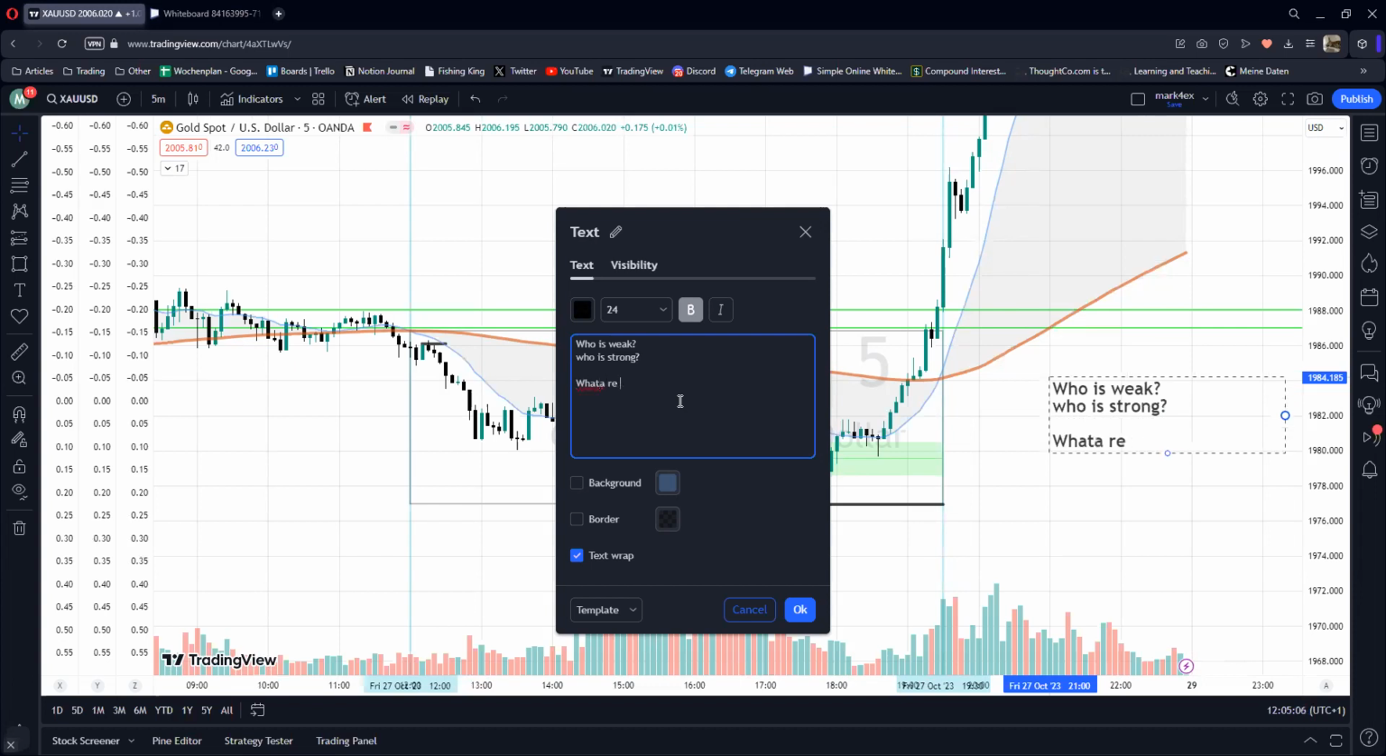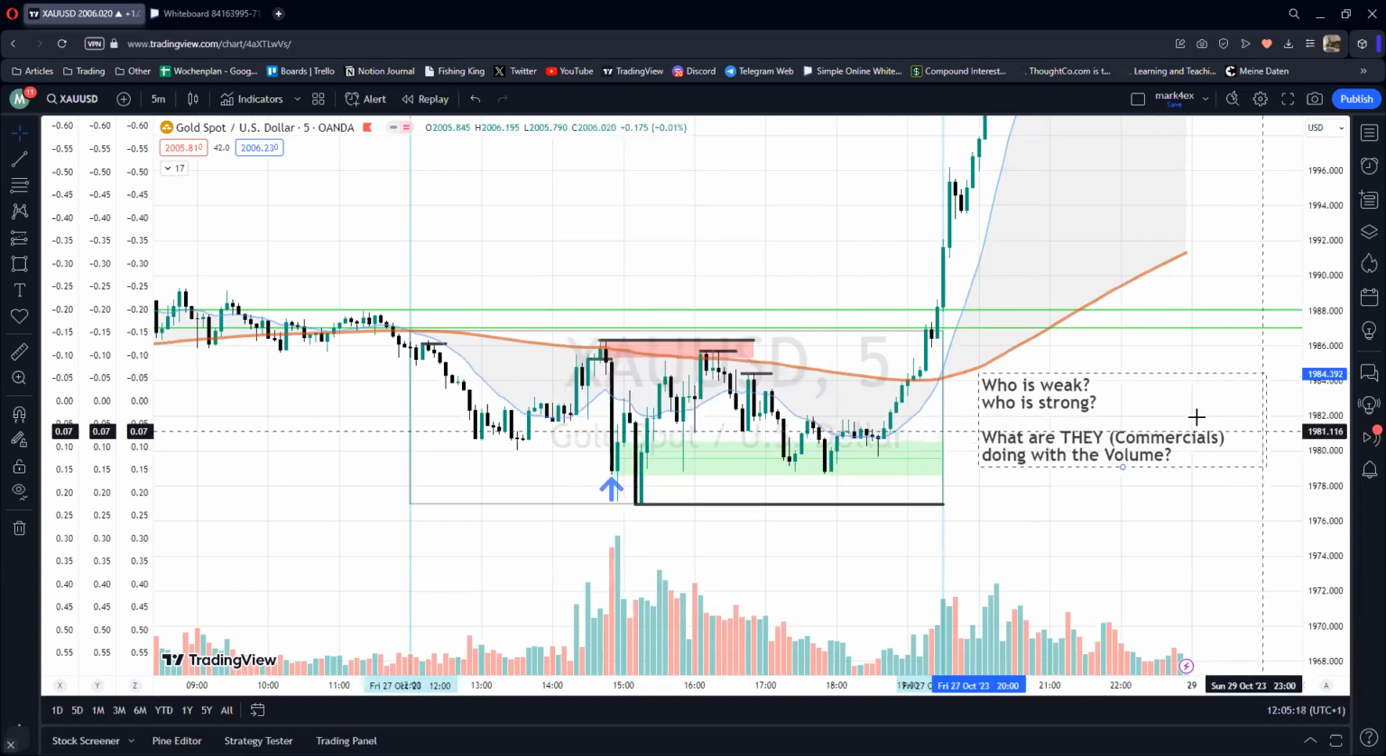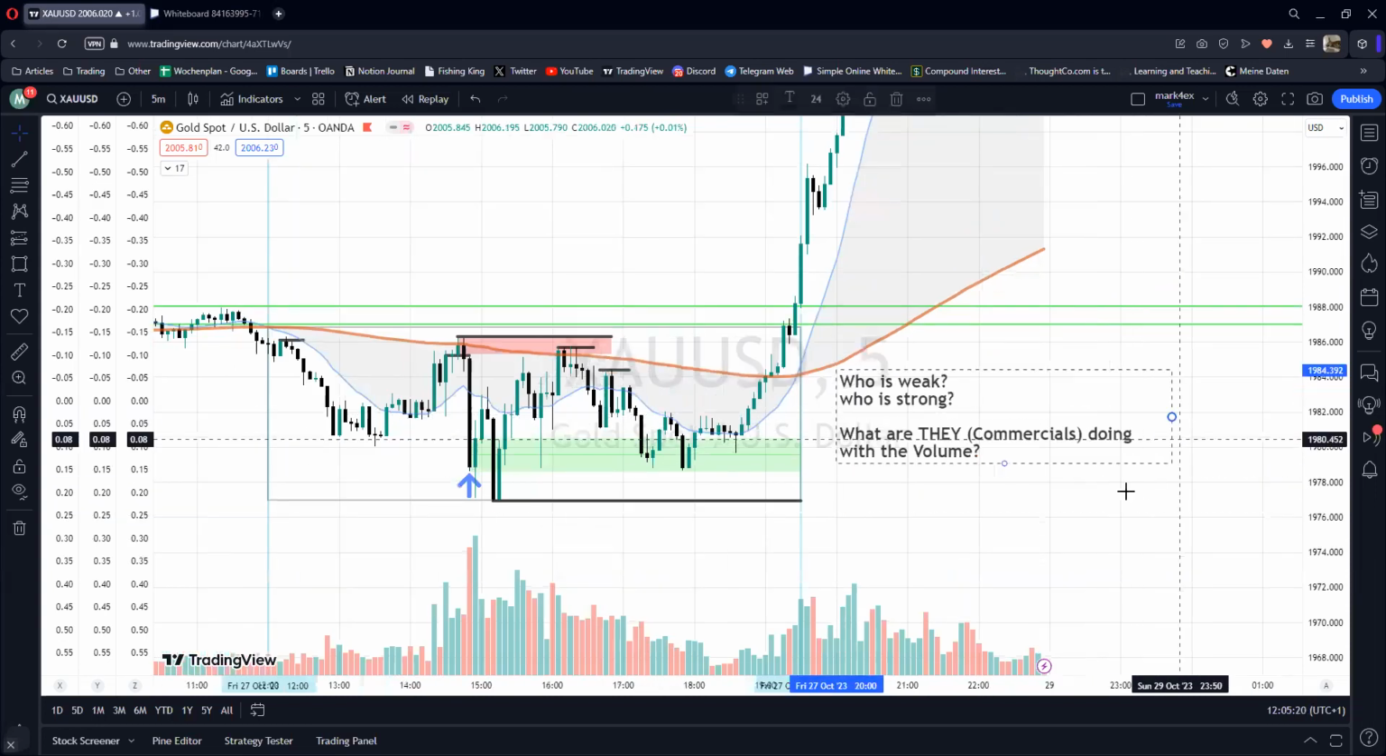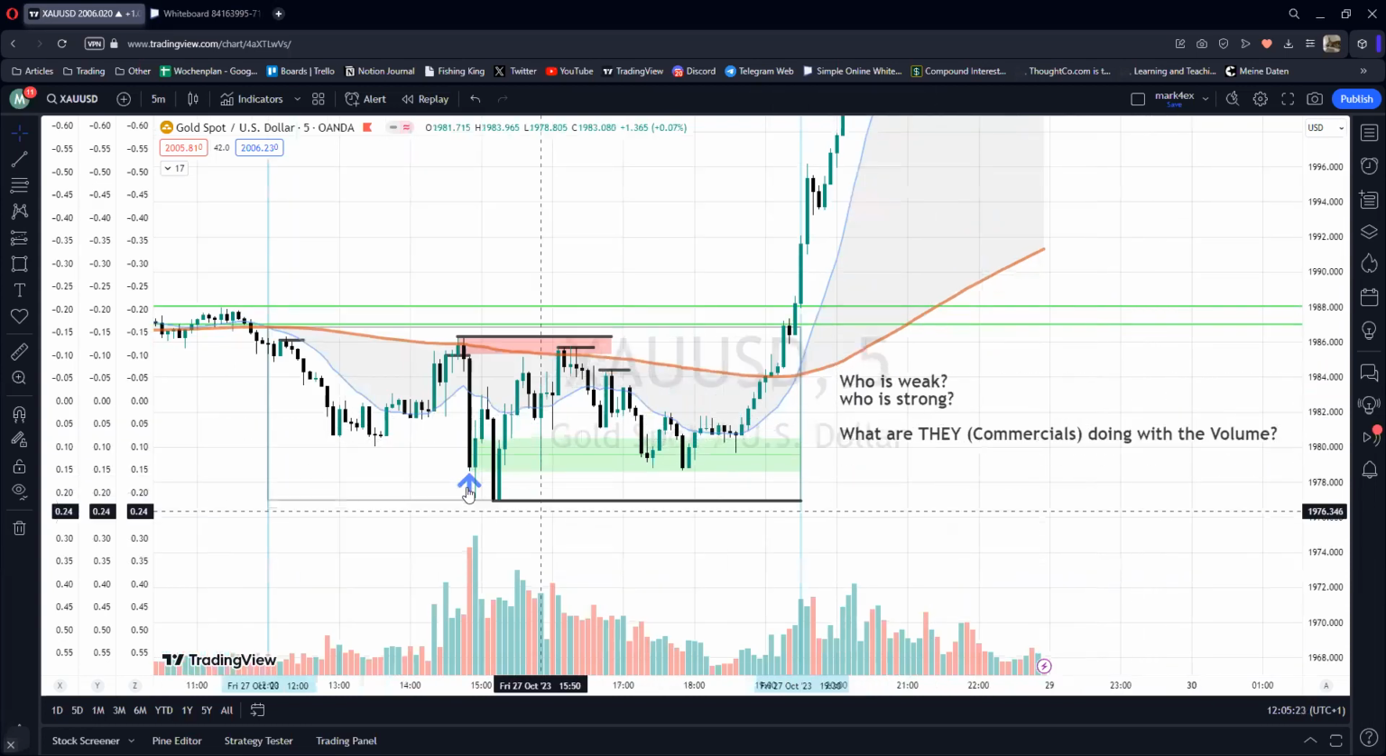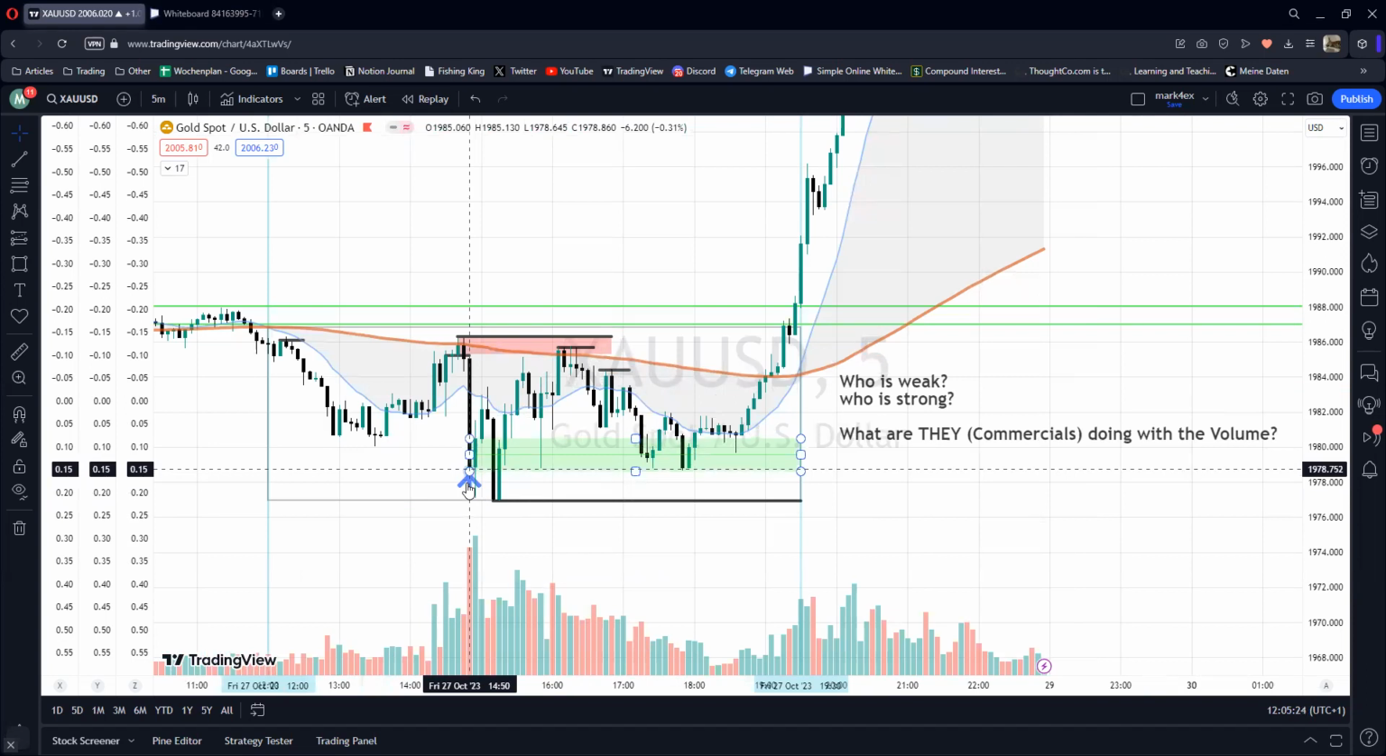What are the commercials doing with the volume? This is the important part of a trade. What are they doing with the volume? It's a down candle, and we know commercials buy this candle. This is a green candle. We cannot say that the commercial is actually selling this candle, because why would he sell after?